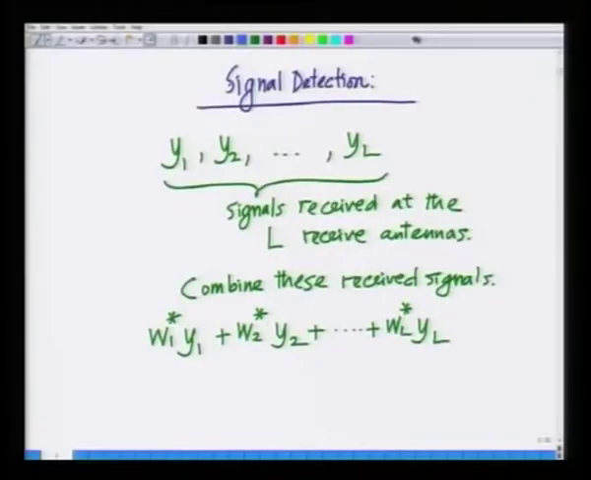In the last lecture, we started our analysis of wireless communication systems with diversity. We said we can have a system in which instead of one receive antenna, we can have L receive antennas. The signals received at the L receive antennas can be represented as Y1, Y2, so on up to YL. And at the receiver we can combine those received signals with weights W1, W2, WL as W1 conjugate Y1, W2 conjugate Y2, so on up to WL conjugate YL.